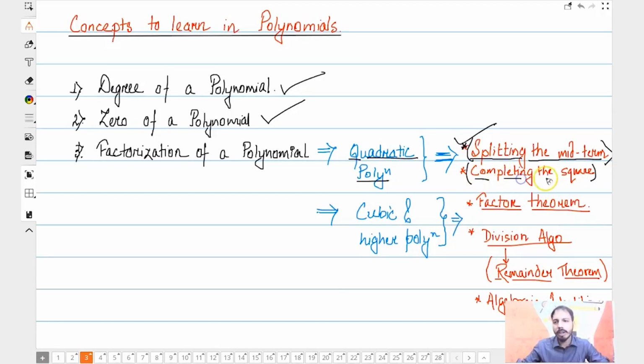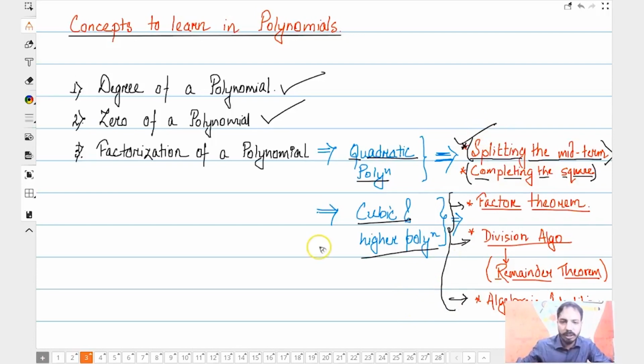This technique we are not going to learn now, but in the next class, that is when you go to class 10, you will be learning this technique also, how to solve a quadratic equation or find the factors or find the zeros of a quadratic equation by the completing the square method. And then when we increase the degree, that is cubic and higher order polynomials, we can use the factor theorem, division algorithm, and algebraic identities to find the factors. So we will be solving numericals for these concepts also.